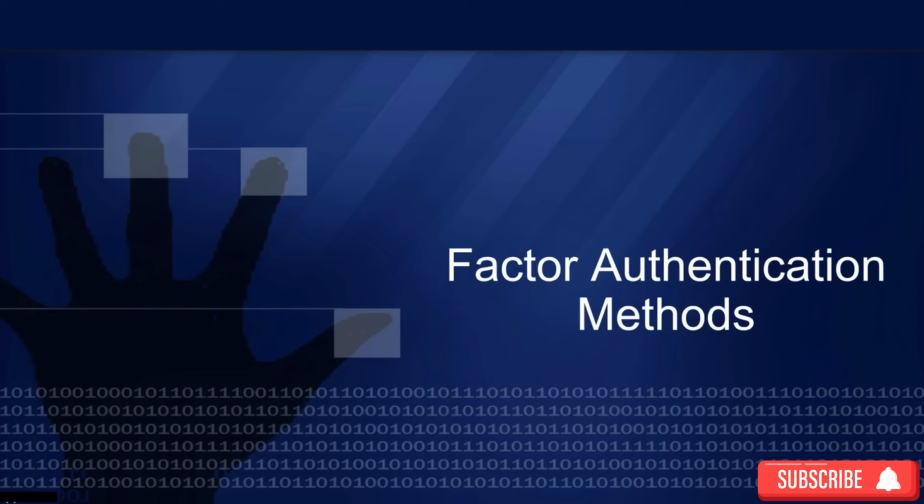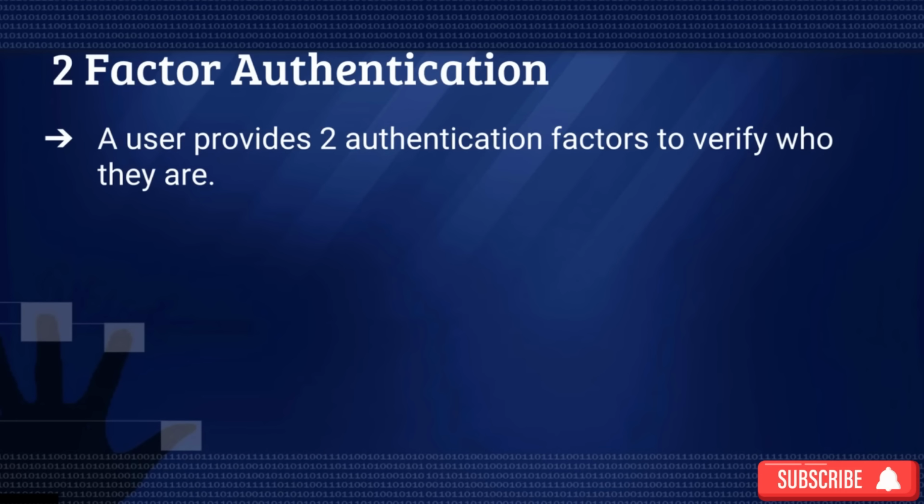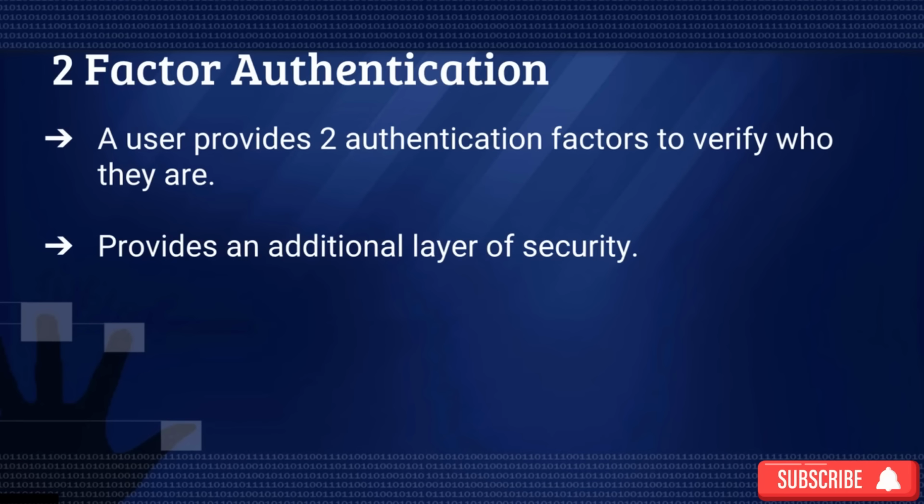Now, in the clip, even though the man did 4 things, 2 of them belonged to the same category, which was the inherence factor, talking about the retina scan and the voice prints. So that was 1 factor. Then we had the knowledge factor where he had to provide the 6-digit code. Then the possession factor would include things like tokens, smart cards, smartphones, and so on and so forth.